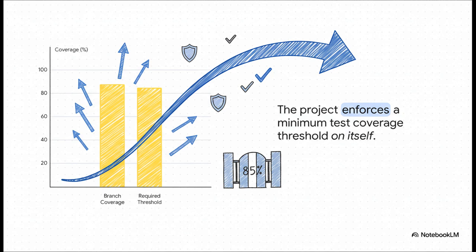So the project enforces a minimum test coverage threshold on itself, and it's a very high one, 85%. But as you can clearly see, their actual coverage is even higher than that. They don't just meet their own high standards, they exceed them. They're constantly raising the bar for themselves.